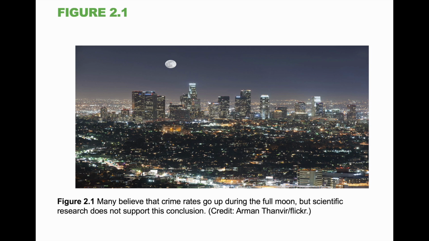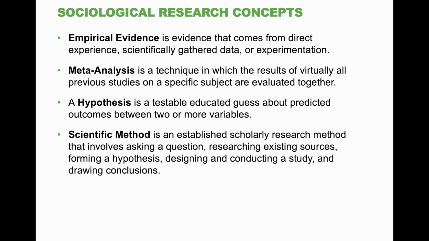Figure 2.1. Many believe that crime rates go up during the full moon, but scientific research does not support this conclusion. Credit: Armand Thanvier/Flickr. Sociological Research Concepts. Empirical evidence is evidence that comes from direct experience, scientifically gathered data, or experimentation. Meta-analysis is a technique in which the results of virtually all previous studies on a specific subject are evaluated together.